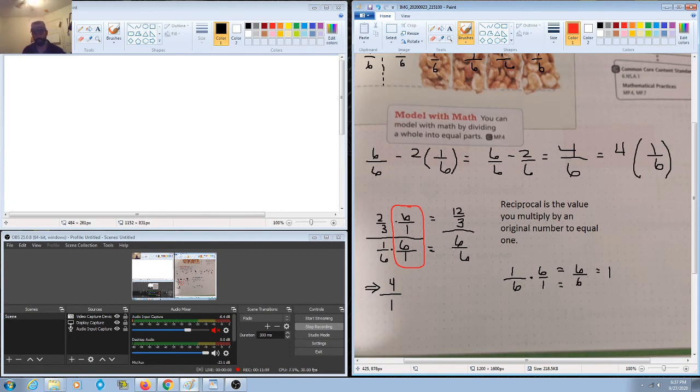So again, we're not changing the value of this original complex fraction. We're re-representing it in a physical way to where we eliminate the complex fraction and find a resultant. And the way that we do that is multiplication with the reciprocal of your divisor. So that's the whole nitty-gritty of why we multiply by that reciprocal when we have the division of two fractions.